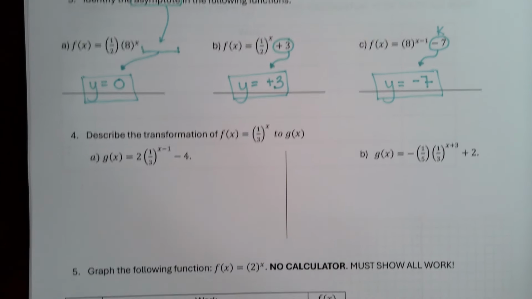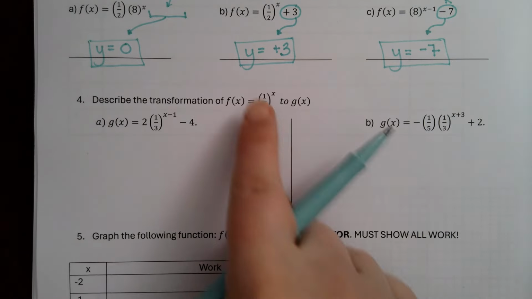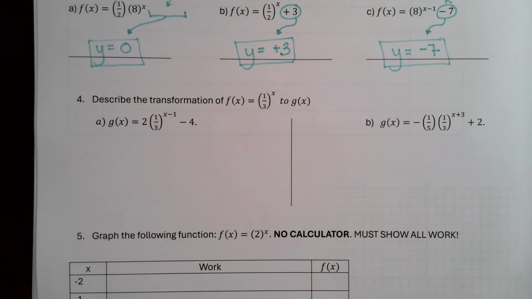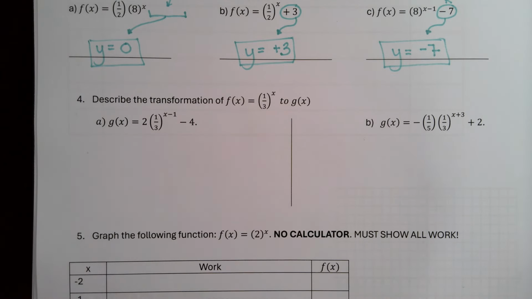Okay, moving on to question number 4. Describe the transformation from (1/3)^x onto g of x. Okay, so what that means is this is our parent function. And as we discussed in class, we don't really care about the parent function. I care about you. You are my students. So that is what I am going to be describing. I'm going to be describing the changes that happened. I'm not going to be describing the parent.